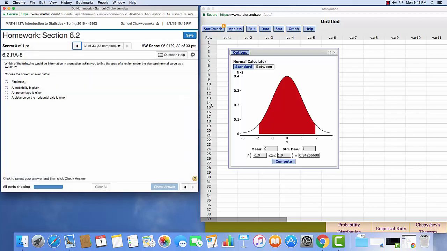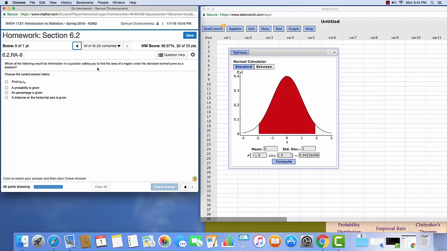The last but not the least, which of the following would be information in a question asking you to find the area of a region under the standard normal curve as a solution? So the first one is the critical value. They're asking you to find the Z score and they give you the probability to the right. That's the first one. B, a probability is given. C, a percentage is given. D, a distance on the horizontal axis is given.